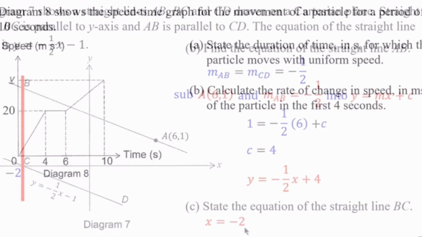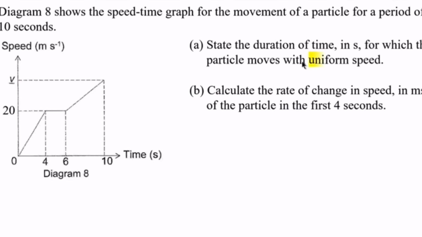So the next one is about the speed-time graph. The question is asking you to state the duration of the time when the particle moves with uniform speed. So it's a horizontal line, with the time interval 6 minus 4, which is 2 seconds.